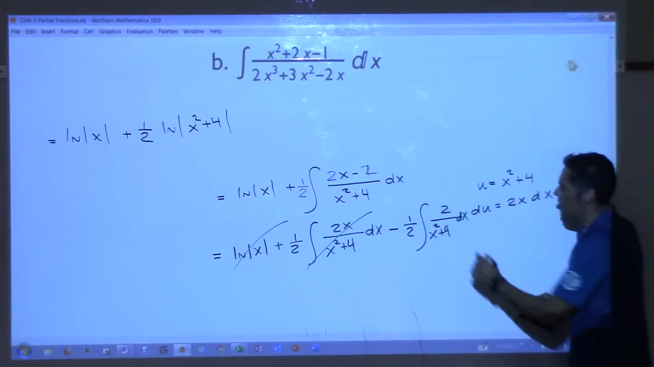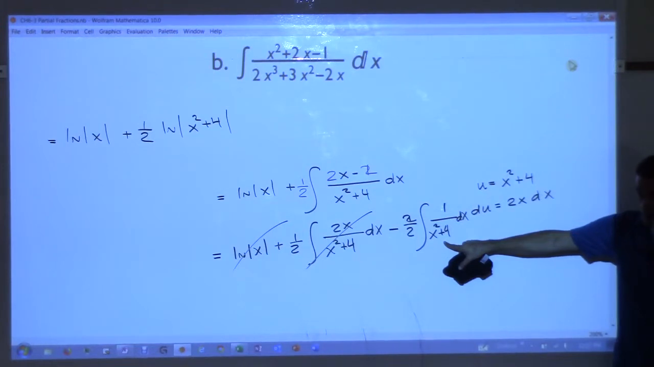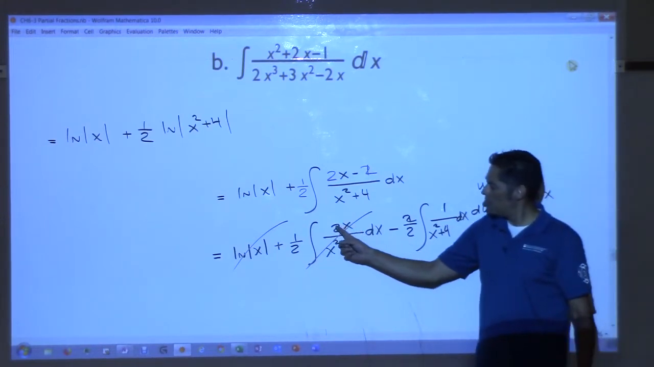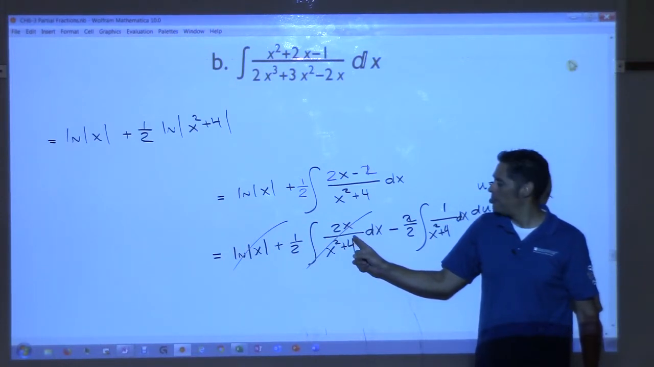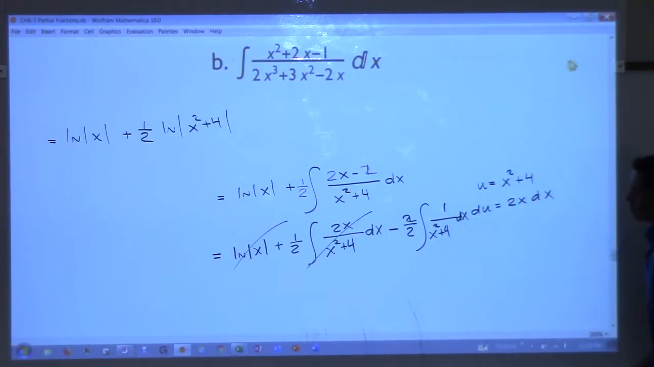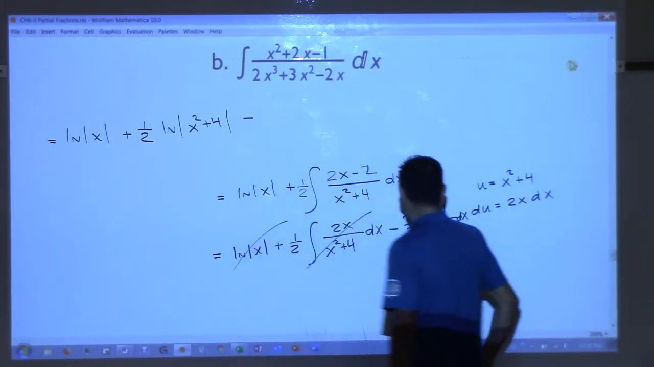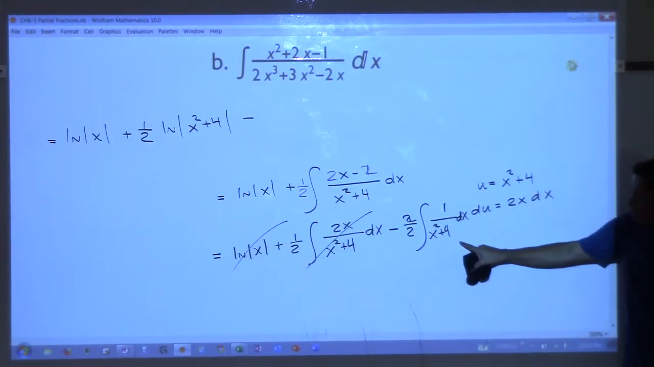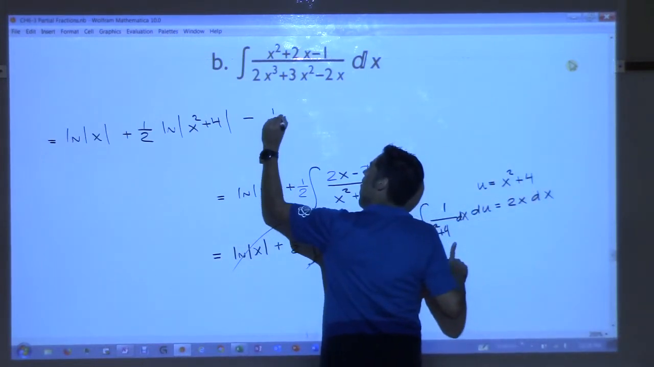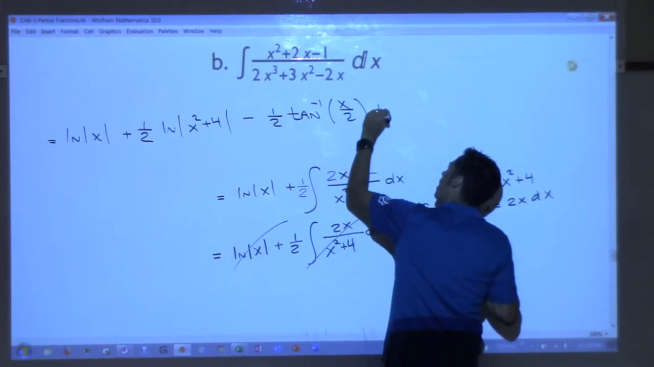This one, we said the 2's going to come out, and that's going to be our formula 17. Wait, didn't the two come out of the other one? So you wouldn't have that half? I did not take it out because I wanted the top to be exactly du, right? All right, so here, minus, what is a for us here? A is 2, right? Because that's x squared plus 4. So this is going to be 1/2 arctan of x over 2 plus c.